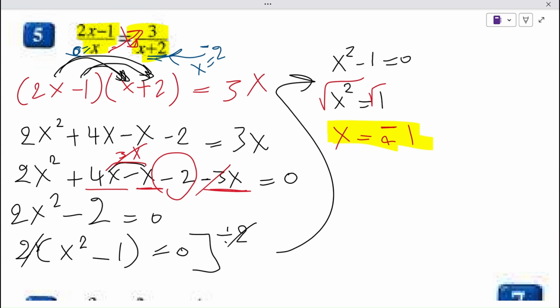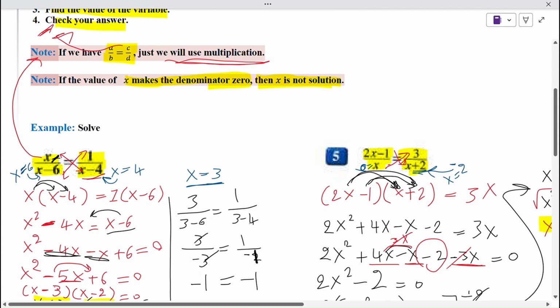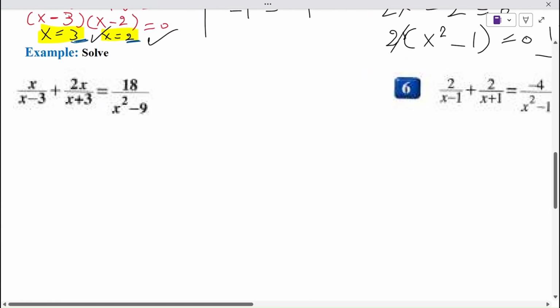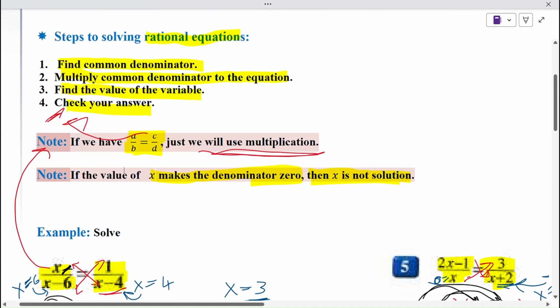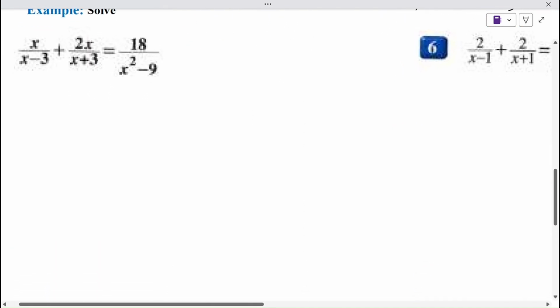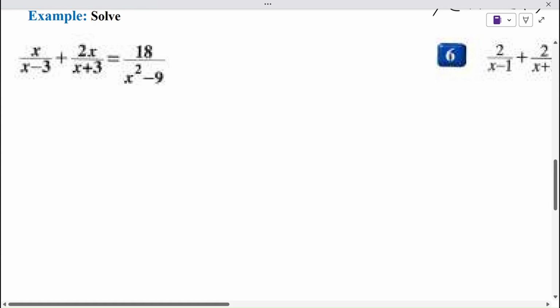If you have this form, as I told you, then we will use multiplication. But in this example, look here, we don't have this form, so we have to use these steps. The first step, you have to find the common denominator, then multiply the common denominator to the equation, find the value of the variable, then check your answer. Let's use these steps in this equation.